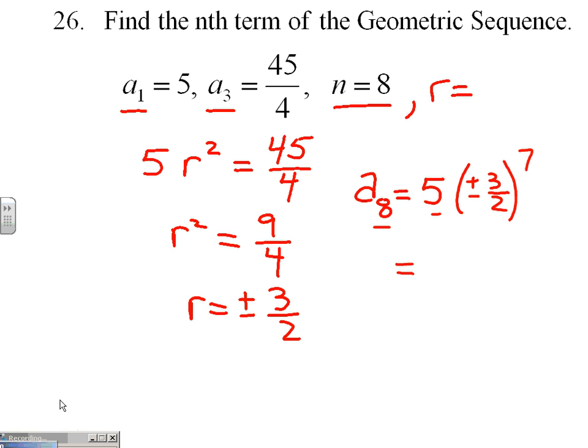And some quick calculator work at this point, if we leave this as a fraction, ends up becoming 85 and 55 128ths, and that would probably be the most common mistake at that point, because of course when we take a plus or minus, positive or negative, to the 7th, we may get a positive or a negative result. So plus or minus 85 and 55 128ths.